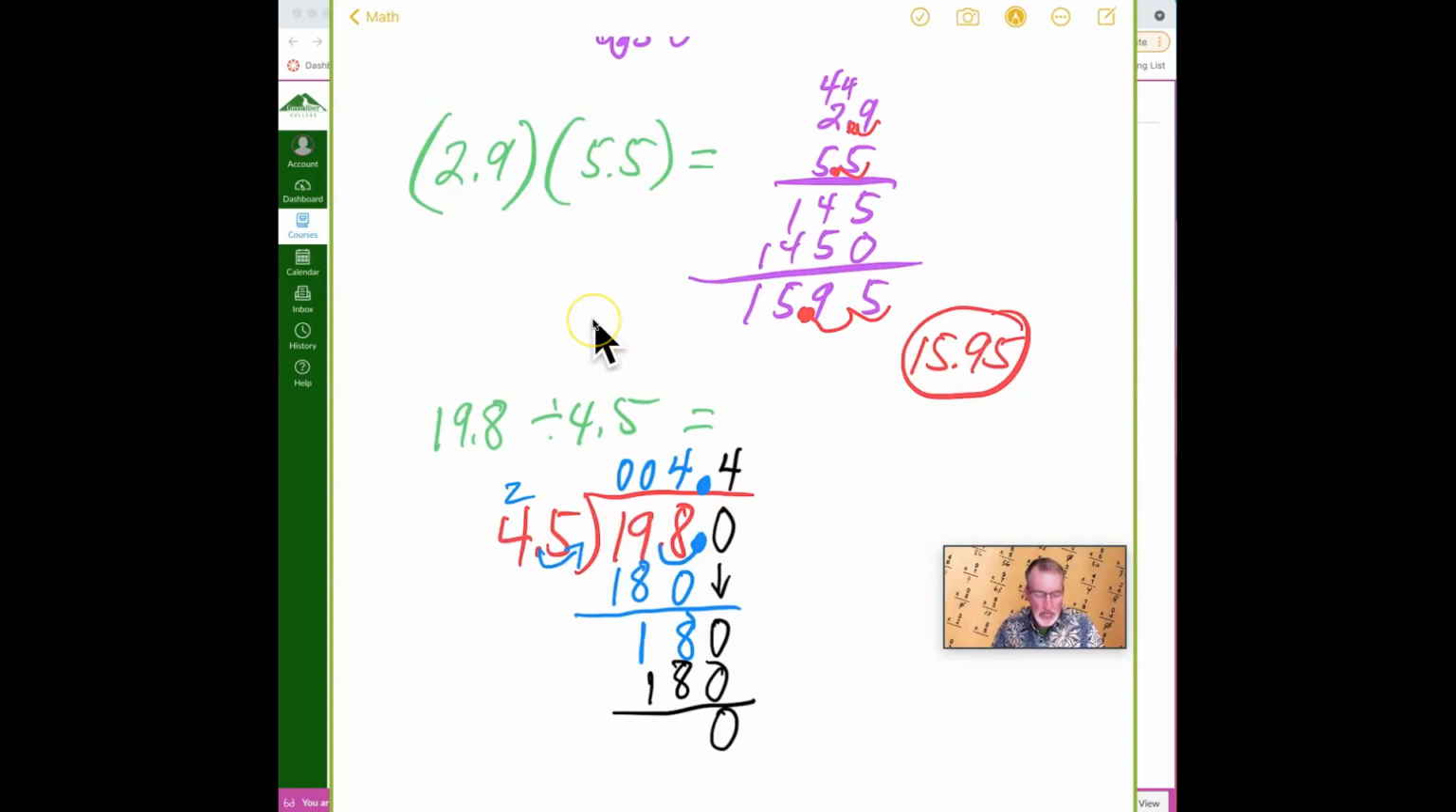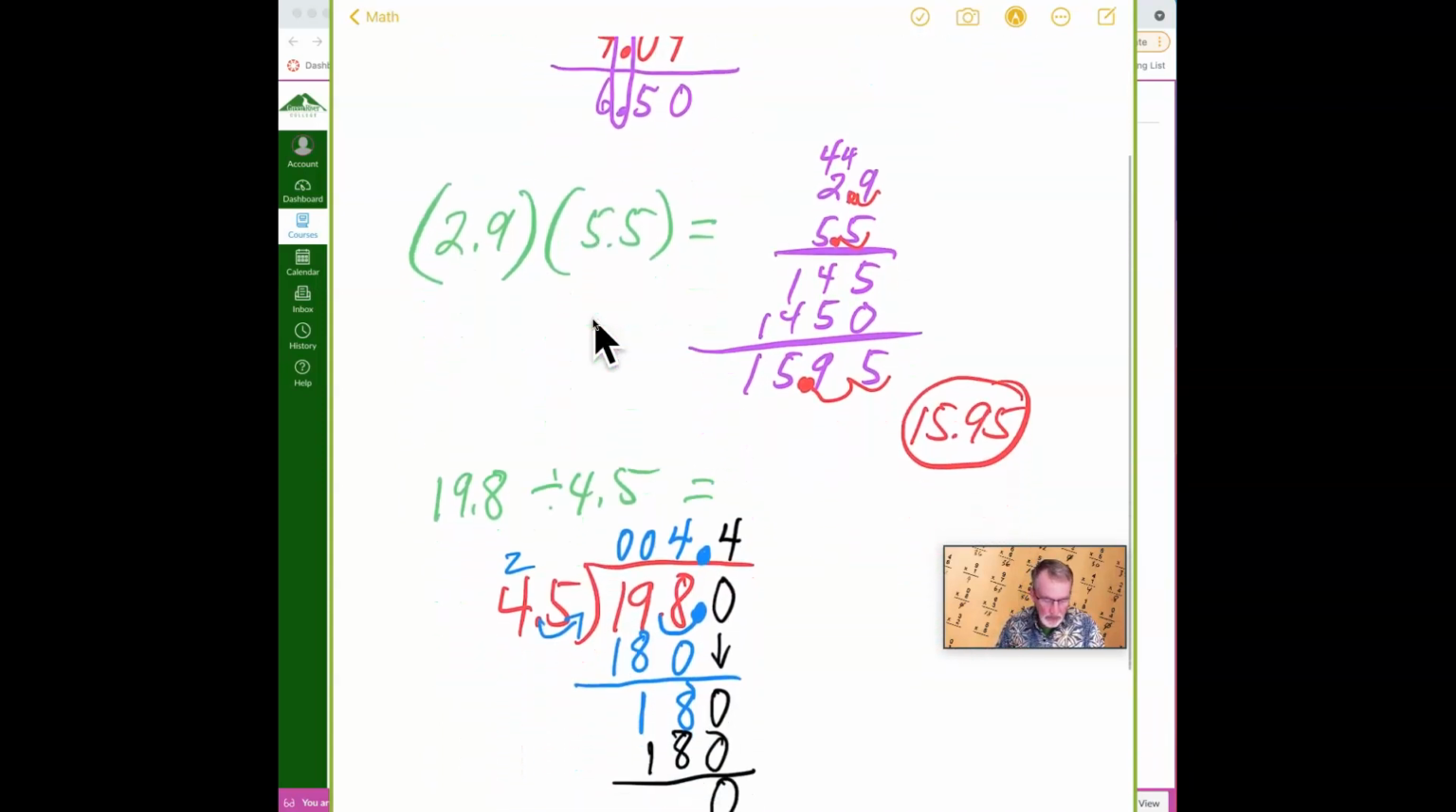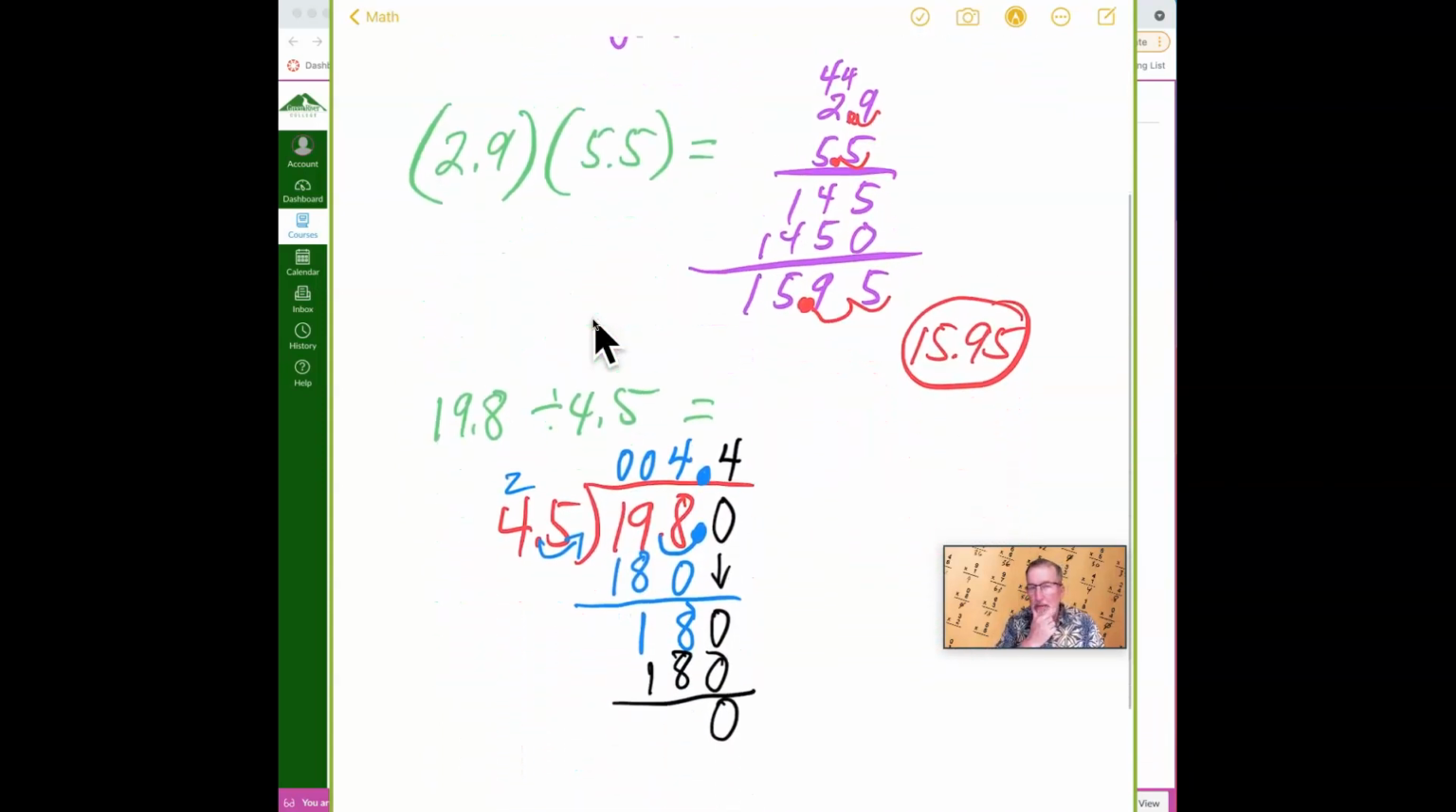Okay, so here we had subtraction, multiplication, and division with decimals. Very similar to subtraction, multiplication, and division with regular numbers. They're just a couple of extra rules. So now that you're getting better at multiplication, division, and subtraction with whole numbers, we can add on those extra rules for decimals.